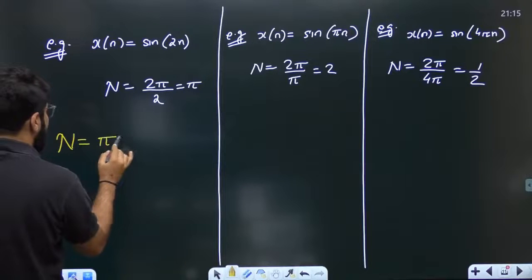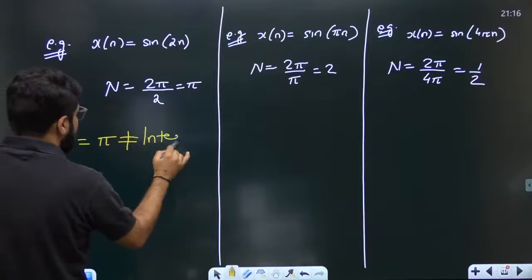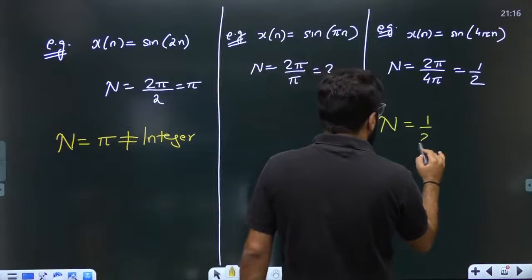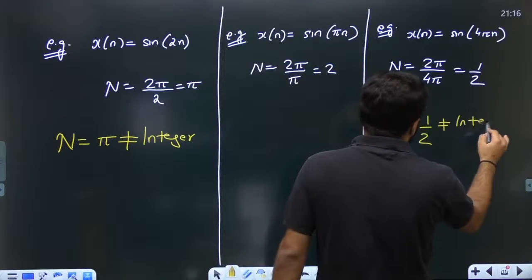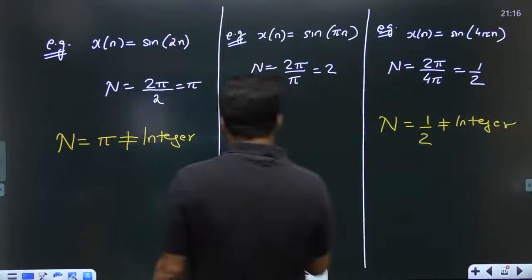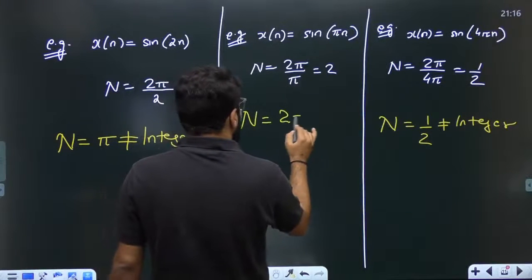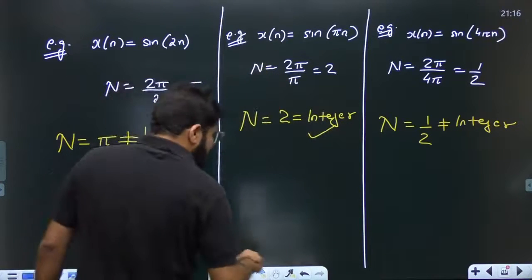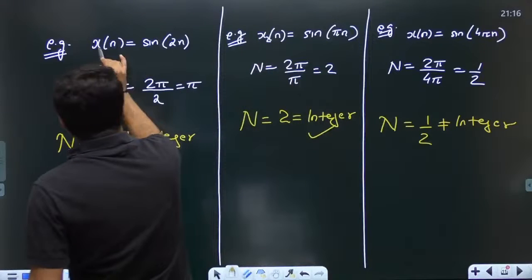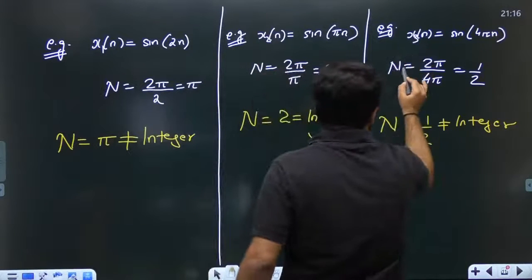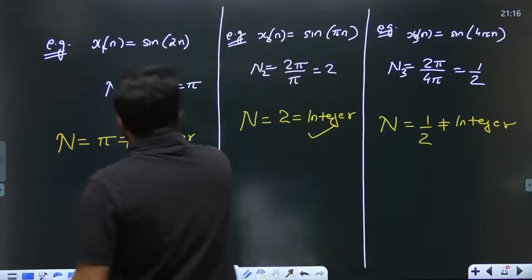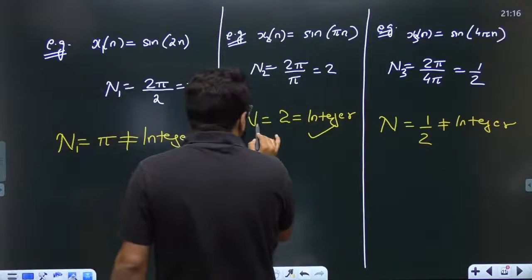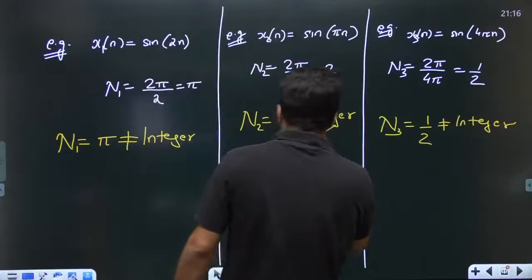N is equal to pi, which is definitely not an integer. Case number 3, N is equal to 1 by 2, which is again not an integer. But still there is a difference between case 1 and 3. Coming to case 2, the simple one, N is equal to 2, which is an integer. So in this case, let me call them x2n, x1n and x3n. Let me call these n3, n2, n1. So n1 is equal to pi, n2 is equal to 2 and n3 is equal to half.